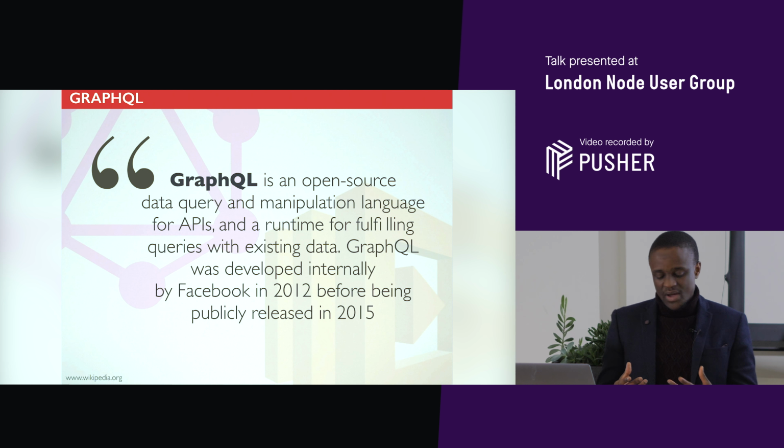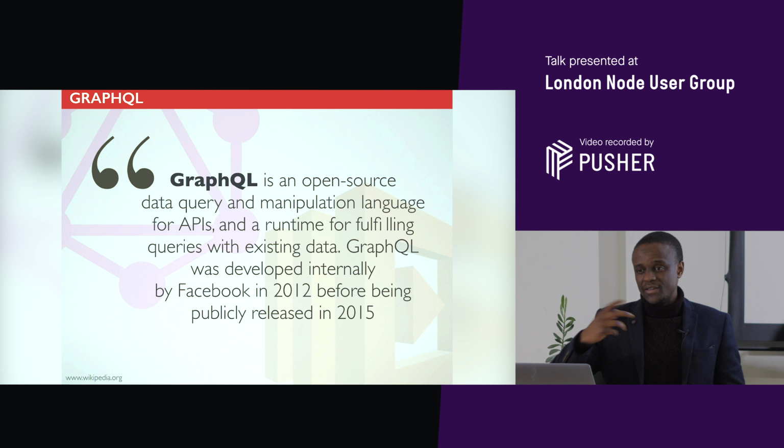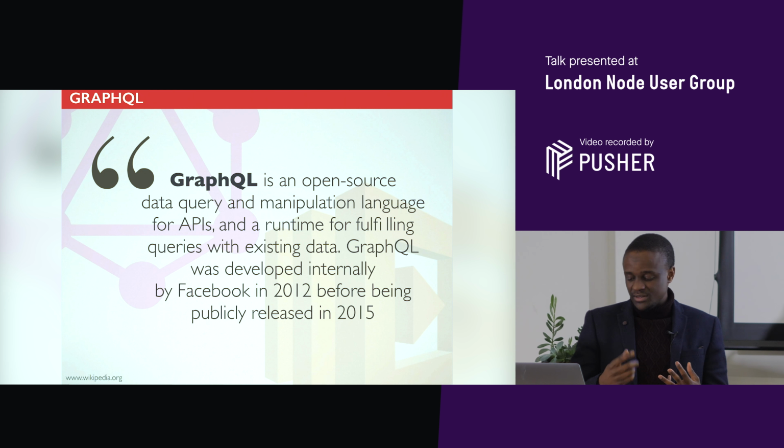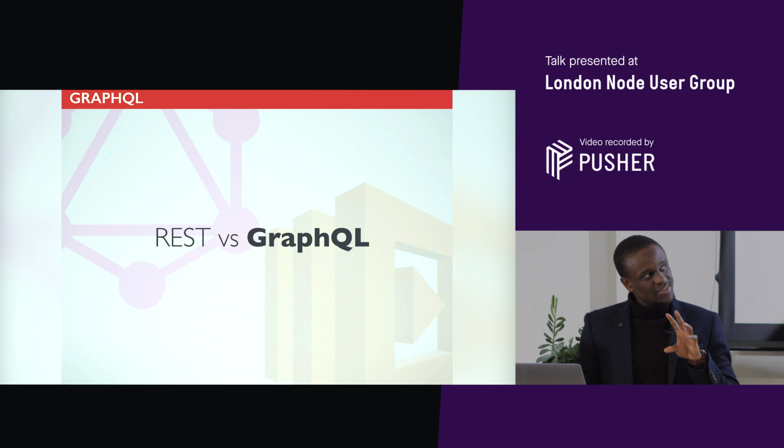So basically with REST, you have get. If you want to get information, you do a get request. You have post. The best way to understand GraphQL is to do a comparison of REST and GraphQL. That's the best way to understand the two and so forth.